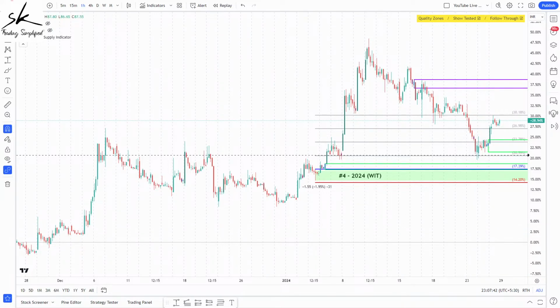All right, let's see what we have. Can we use 75 minutes, 125 minutes time frame? Why not? See, again, time frames are in a way irrelevant, right? What you need to understand is where is a quality zone which matches with my trade plan. So that is what you should be more focused on.